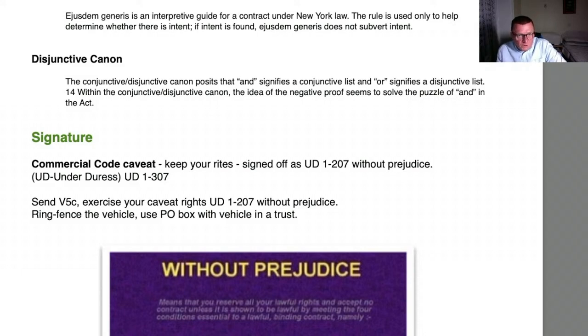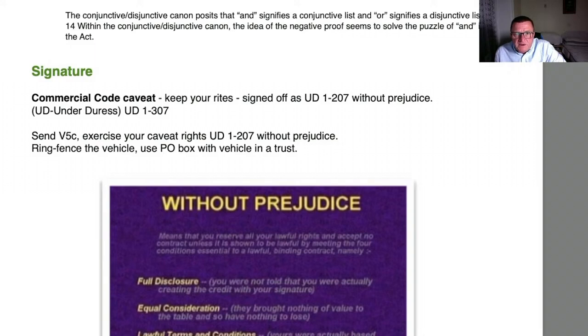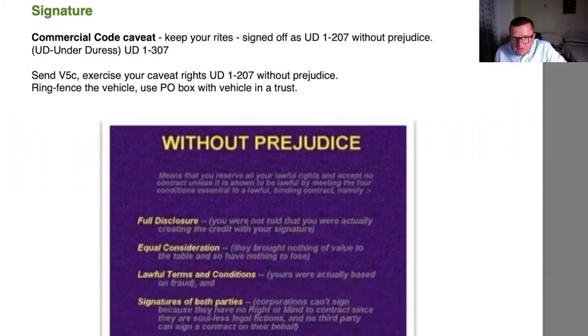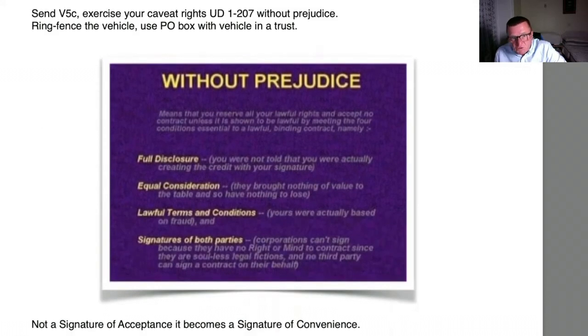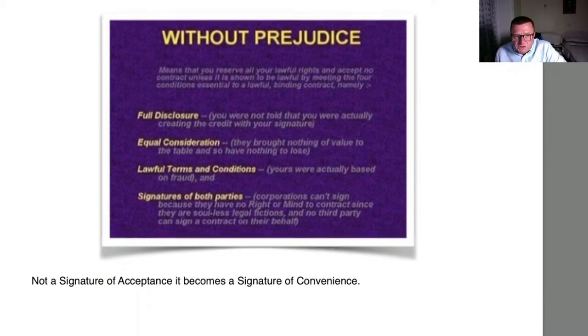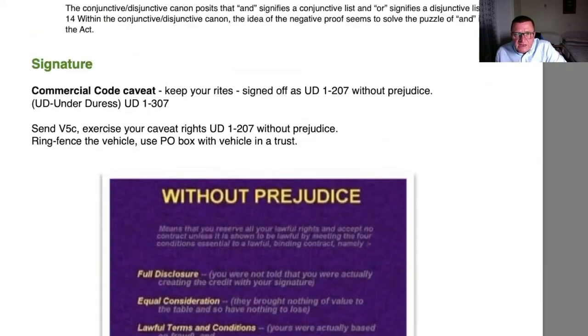There's a second one, UD 1-307. I can't remember its variation, but if you look it up, you'll find it. So this is commercial codes, by the way. Okay, that's what you want to be looking for. Now, what he mentioned as well, that he sends the V5X and he exercises the caveat right, UD 1-207, without prejudice. And there I offer a bit of an explanation on without prejudice, full disclosure, equal consideration, lawful terms, conditions, etc. for your consideration.